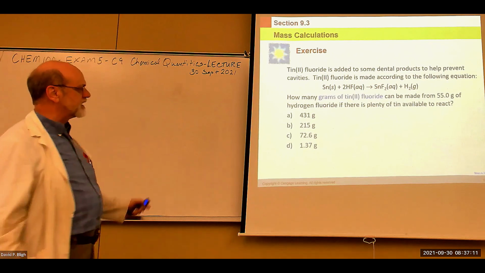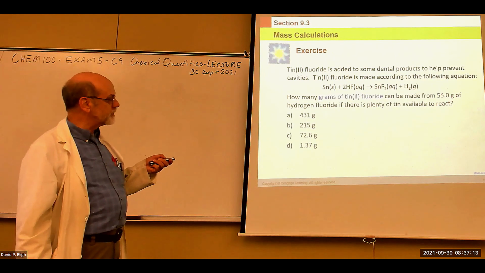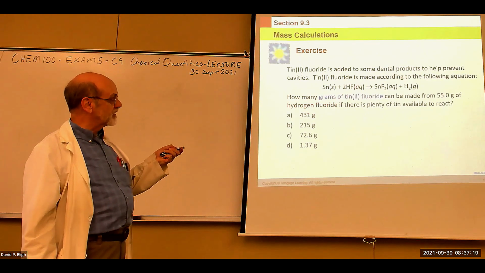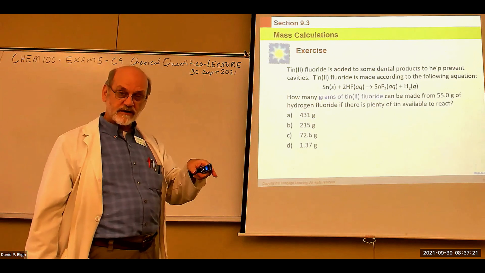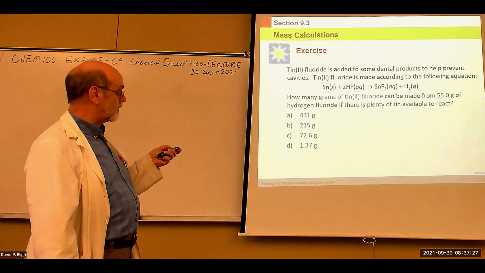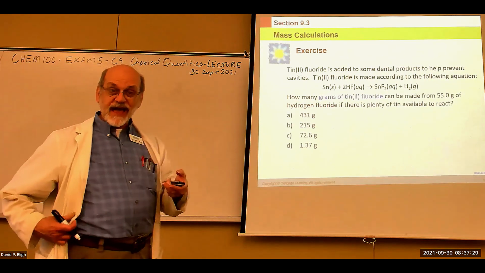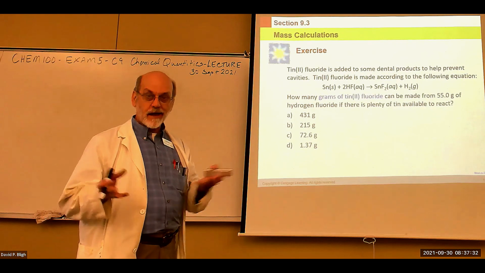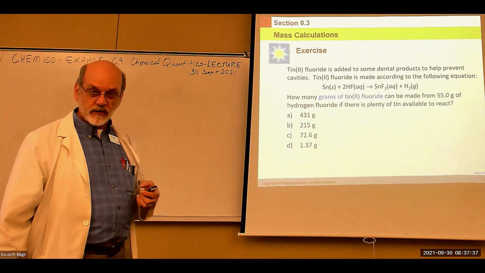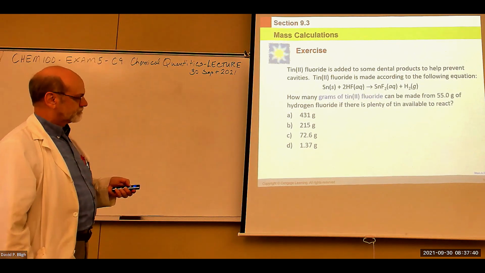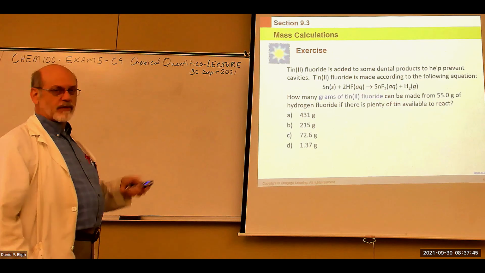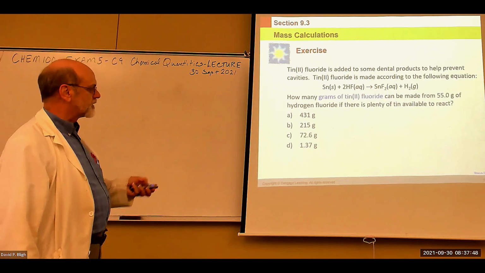So how many grams of tin(II) fluoride can be made from 55 grams of, they should have said hydrofluoric acid here, because that's HF in aqueous solution, and the naming convention is hydrofluoric acid, not hydrogen fluoride. If it were the gas, if it was pure hydrogen fluoride, yeah, that's the proper name. But it's not. It's in aqueous solution, so it's hydrofluoric acid. And we've got plenty of tin. There's no shortage of tin. We just use up all of our hydrofluoric acid to produce. And what do we get?